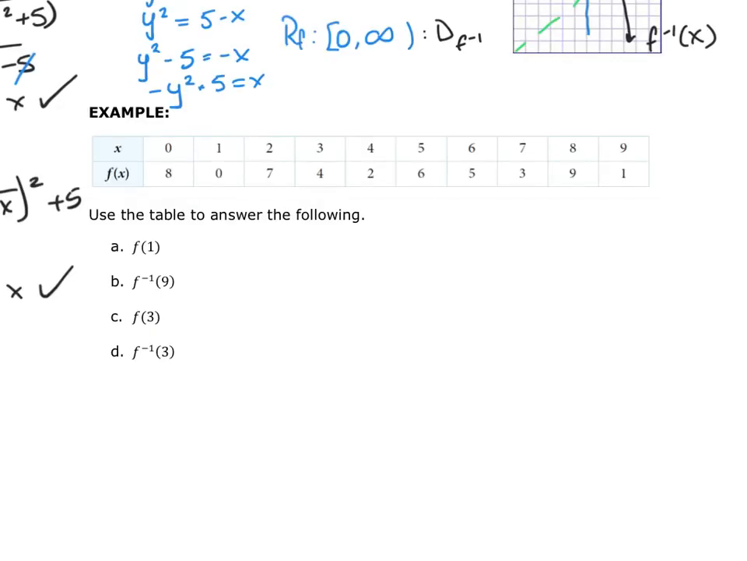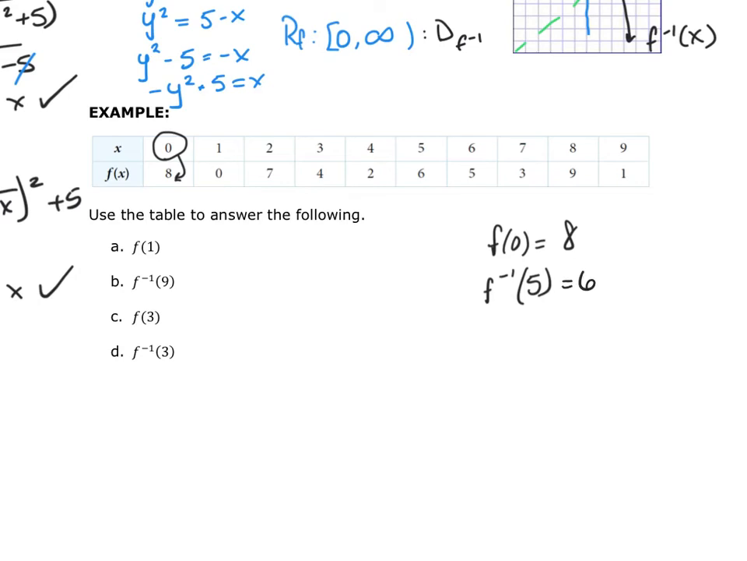Anything at all? If I'm asked to find the answers with the table of values, I'm going to do some that are not here. If I'm asked to find f of 0, then I find 0 and my output is 8. But if I'm asked to find f inverse of, say, 5, then I'm going to go along my f of x row, my outputs, until I see 5. Once I have 5, then the answer is 6. So this is equal to 6.